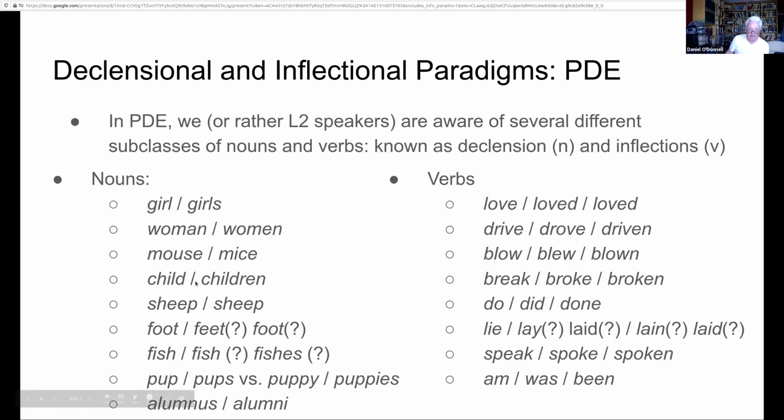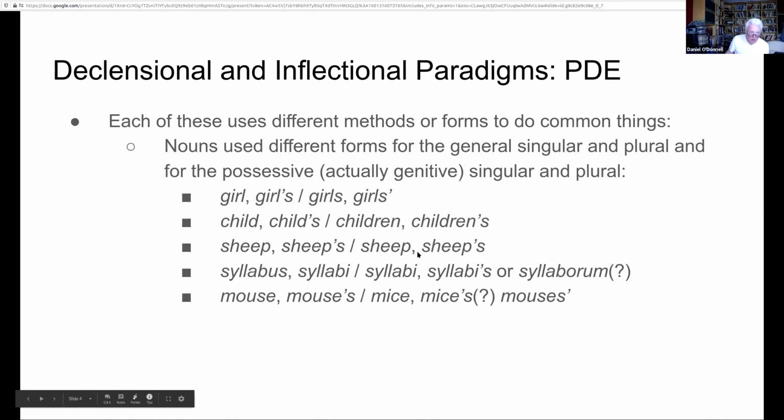So we know that you can have these. And then each of these has a different way of indicating the same grammatical function.